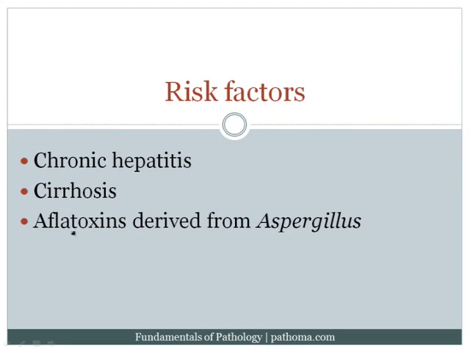Finally, one super high-yield risk factor is aflatoxins derived from aspergillus. Recall from our lecture in the neoplasia chapter that I told you that in some countries of the world there is a very high incidence of hepatocellular carcinoma due to this mechanism. Now, in those countries, they store grains for extended periods of time, and aspergillus tends to grow on those grains. It then releases aflatoxins, which, when consumed, result in an increased risk for hepatocellular carcinoma. Very high yield for board examinations. The aflatoxins actually induce p53 mutations, and that's the mechanism by which hepatocellular carcinoma will arise.